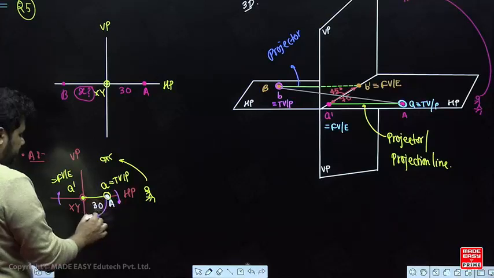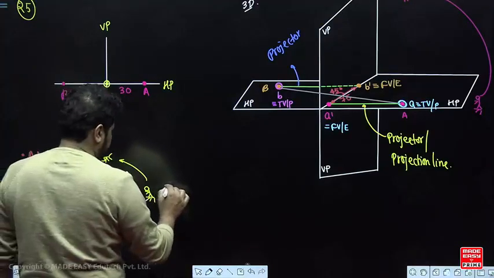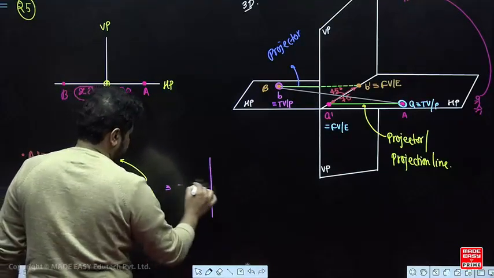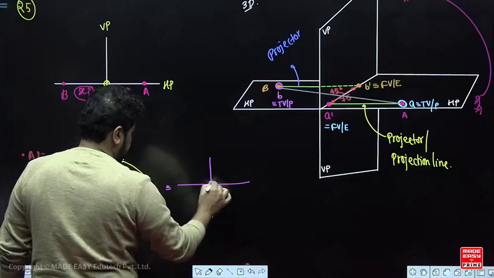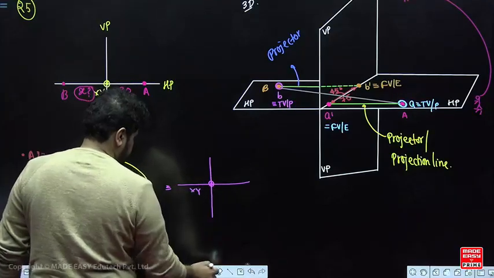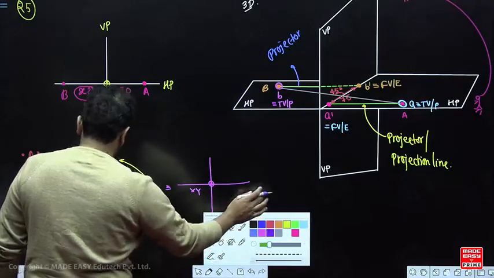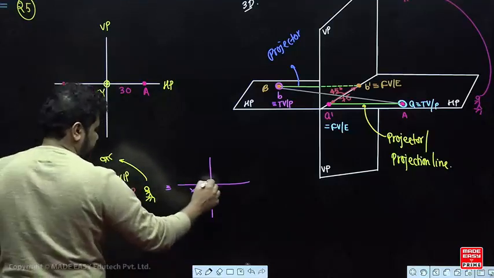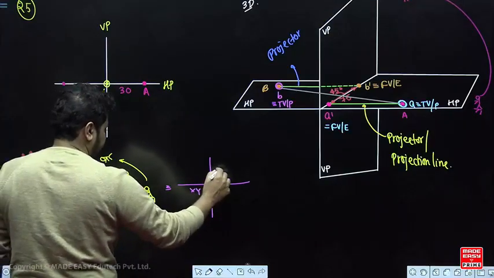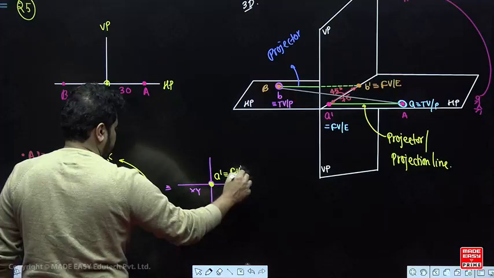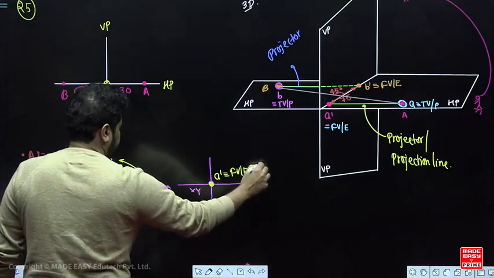So if I rotate, it will come over here. That means after rotation, what is the figure I am going to get? So this is the XY, isn't it? And you can see that here A dash is here, this is your A dash, which is the front view or elevation obtained at VP.